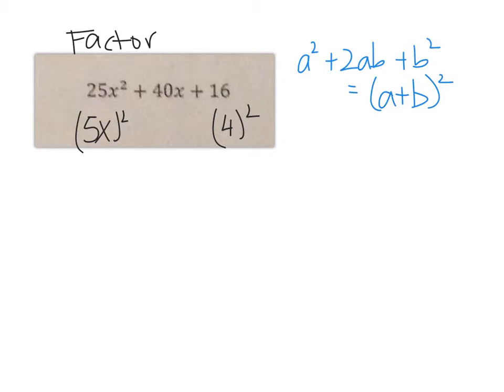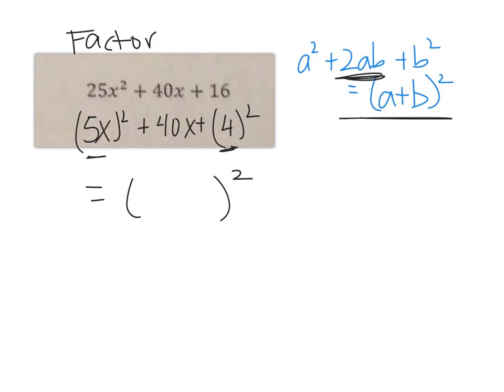So what I want to do is double check that this 2ab actually works. So this is my a, so 5x times 4 is 20, and then times the 2 gives me the 40. So that in fact does work. So now that I've written it similar to over here, I can write out the answer. So my factors will be a plus b all squared, my a being 5x, and my b being 4.